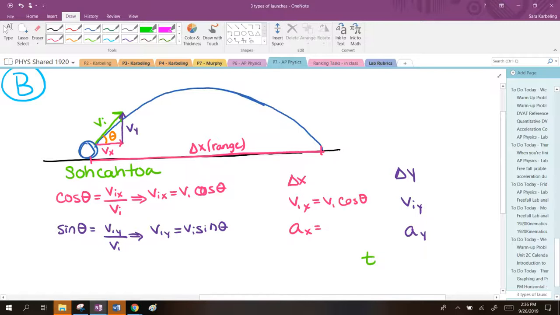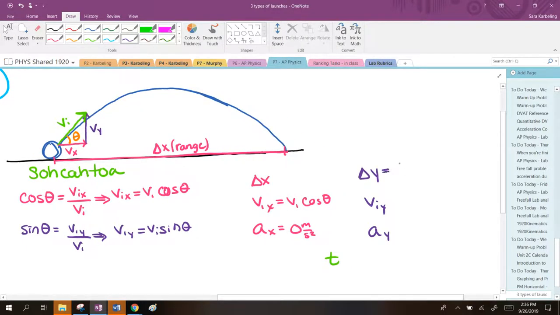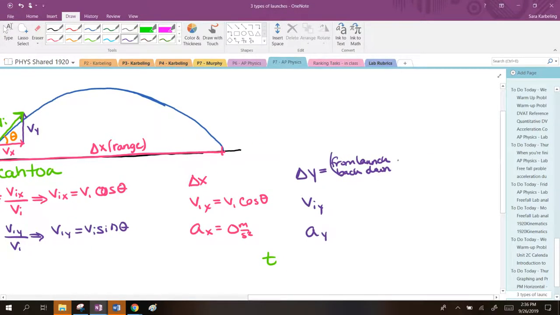What's the acceleration in the x direction? Zero. We know that every single time. Now, if we're talking about the ball going up and coming back down, don't overthink it, friends. What is the change in position in the y direction? It goes up and comes back down to the same level. If we're talking about the whole launch from launch back down, a friendly note: not always, but usually, delta y is equal to 0.